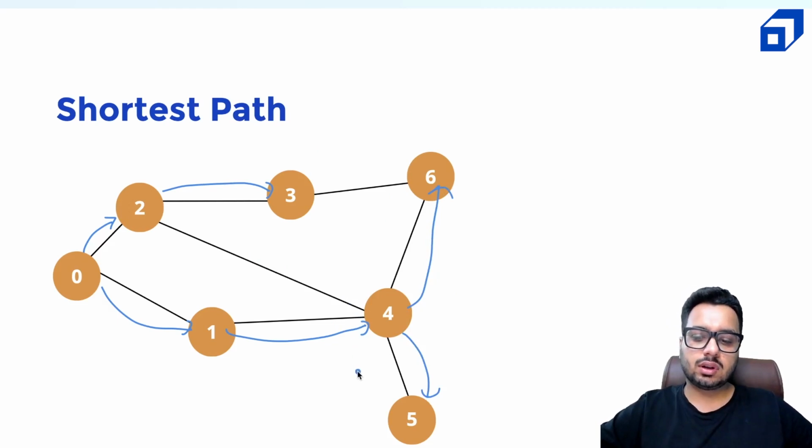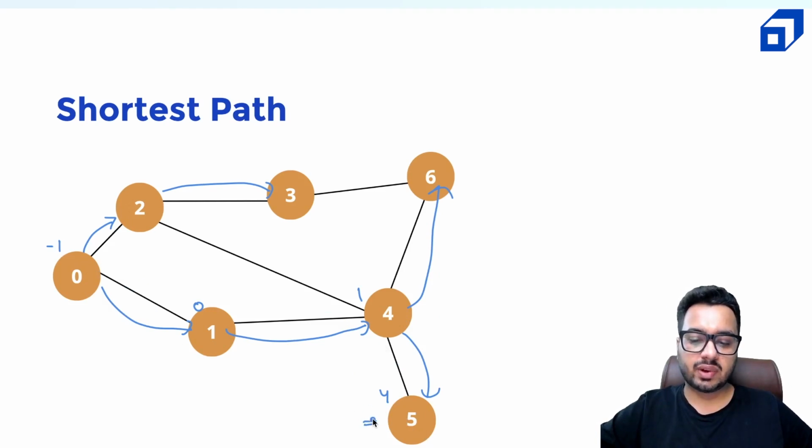Now, if you want to find out the shortest path to reach 5, you will know that 5 was visited from 4, 4 was visited from 1, and 1 was visited from 0, right? What you can do is store the parent. So parent of 5 is 4, parent of 4 is 1, parent of 1 is 0, and parent of 0 is, let's say, 0 or minus 1, anything you can put. You can store these parents for every node, and then you can trace back.